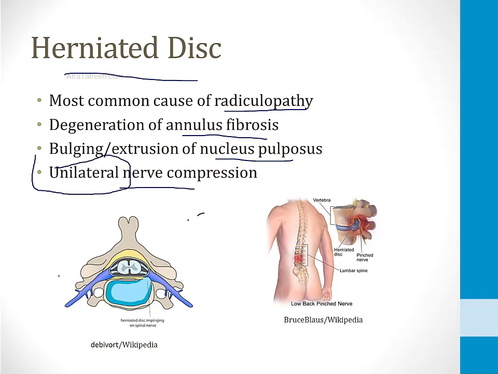So for example, if you look at this picture on the bottom left side of the screen here, you can see that the intervertebral disc has herniated towards the back, and it's compressing the spinal root on one side of the spinal canal. There's also a picture on the right side of the screen showing you how this commonly occurs in the lumbar spine region and leads to what people commonly refer to as a pinched nerve.